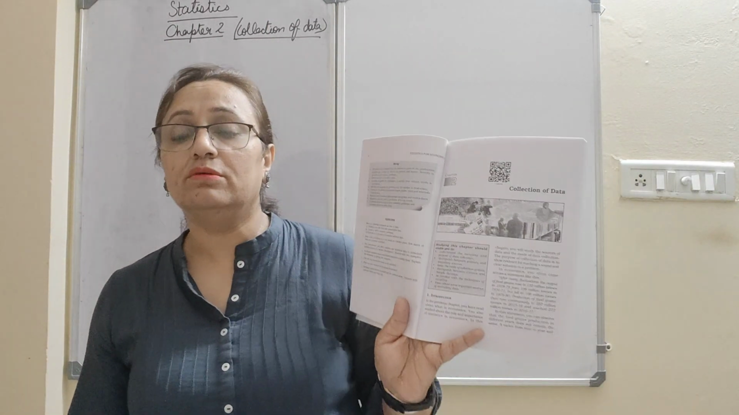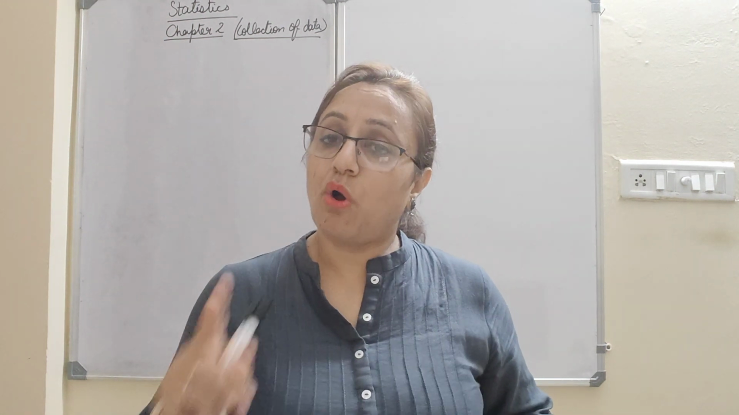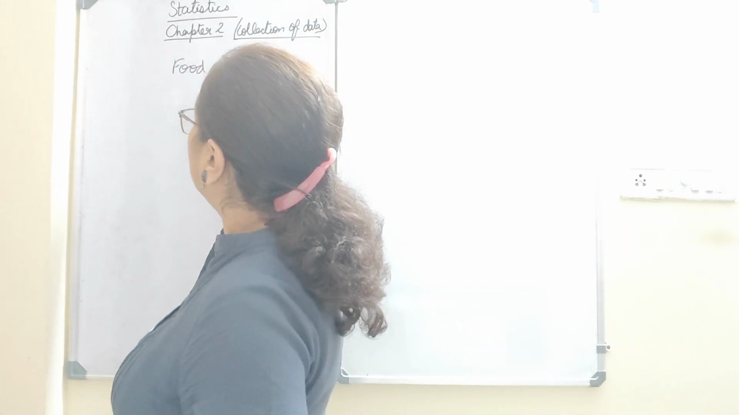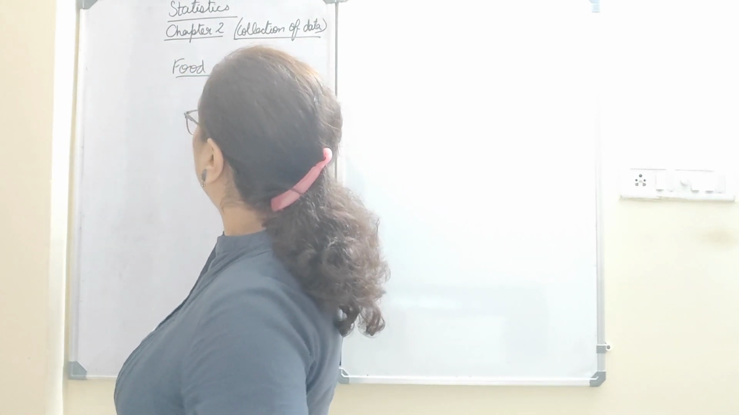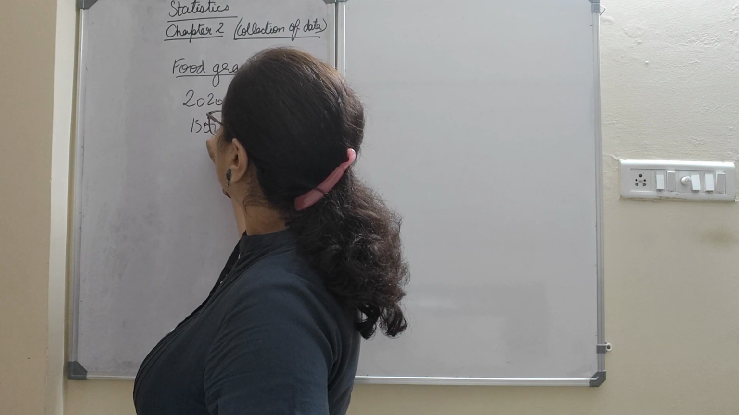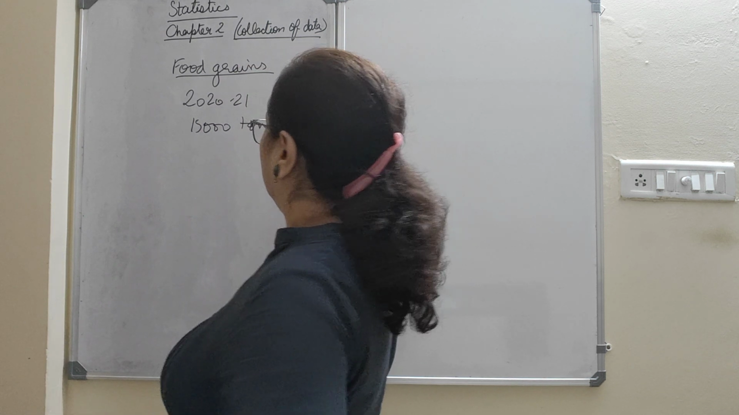So first of all, there are certain terms which you should be clear of. When you open the chapter in the book, the first introduction which is given to you is that economics and stats are interrelated. Stats, I mean statistics. They are interrelated to each other, because always in economics the data is collected. Suppose I take the example of food grains, right? Suppose I am saying that in my country, in the year 2020-21, 15,000 tons of wheat was produced. This is an example, right?